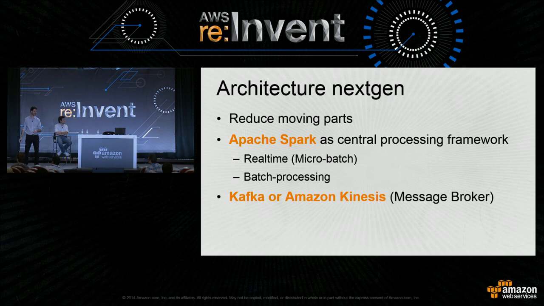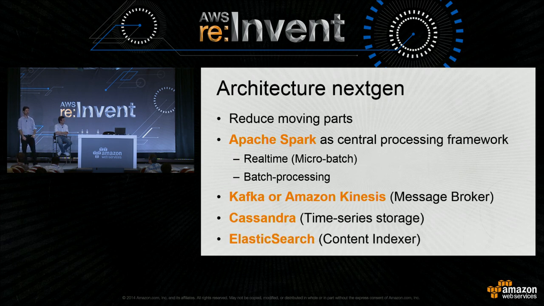Kafka or Kinesis for message brokering. It was kind of funny, it was an edit on my slide, because I was convinced about Kafka before I came here, and after attending a few sessions, it seems that Kinesis is a good choice for us. Cassandra for time series, and Elasticsearch for content indexing. That's what we think we're going to be using in 2015.